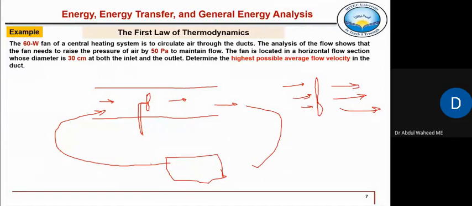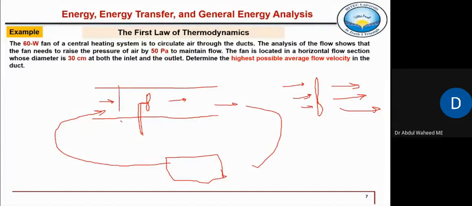Okay, so now with this background, let me read what is written here. A 60-watt fan. So 60 watt means this energy which is supplied to this fan in the form of work, or electrical work. A 60-watt fan of a central heating system is to circulate air through the ducts like this one. The analysis of the flow shows that the fan needs to raise the pressure of air by 50 pascals. So this fan needs to increase the pressure by 50 pascals.